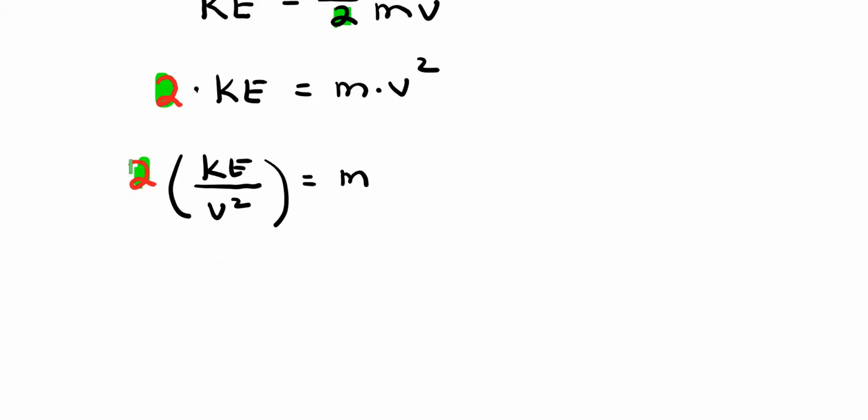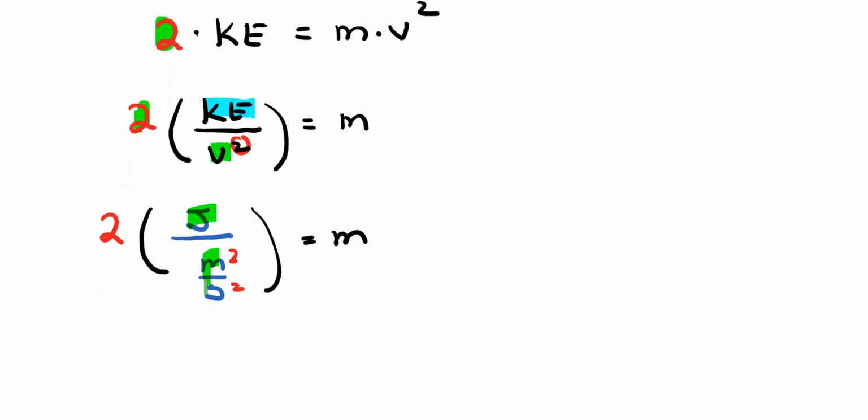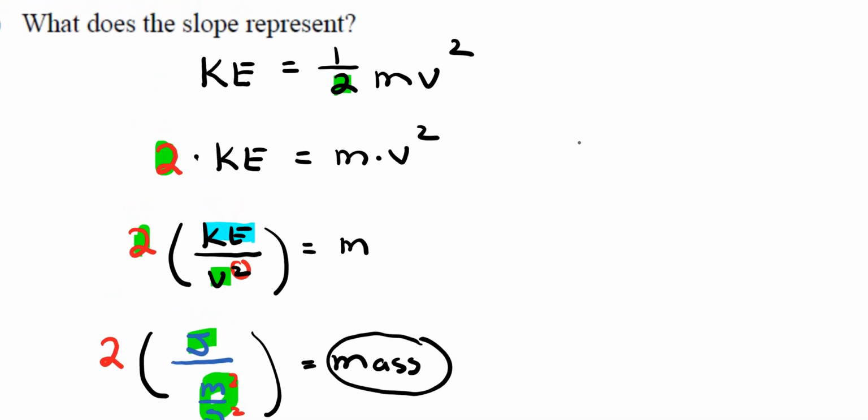Okay, so don't worry about this 2 here. 2 is just a number there. What I'm more focused on are the units, right? Now, what are my units for kinetic energy? Well, kinetic energy is measured in joules. And then we have speed or velocity down there, and that's measured in meters per second. But since there's a square here, we've got to put a square there and a square there. All right, so I believe these were the units that we had in our previous problem here, joules divided by meters squared divided by s squared, and that's simply equal to the mass. Okay, so what does the slope represent? The slope represents mass.